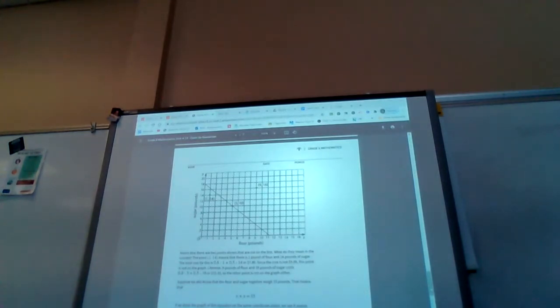The next part says, suppose that we also know that the flour and sugar together weigh 15 pounds. It says that we can write this as x plus y equals 15. Here's the why part: doesn't the x and the y have a constant next to it?